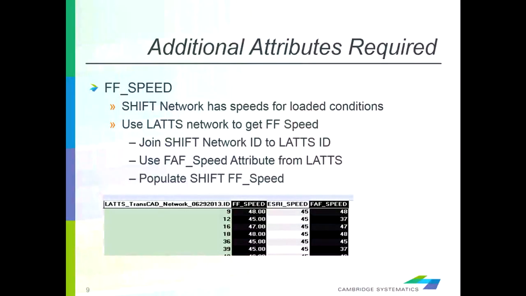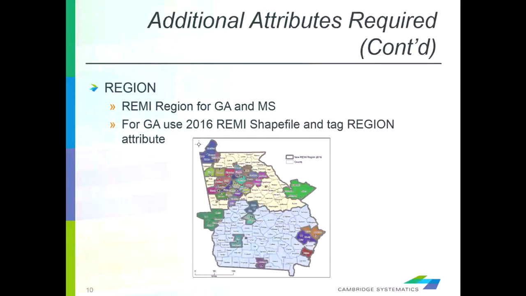Then what we noticed was that the shift network, to get delay, we also need the free flow speed, which wasn't available on the shift network, but it was available on the LATTS network, which is pretty much the same as the shift network. So we ended up joining the attributes to the shift network to get the free flow speed.